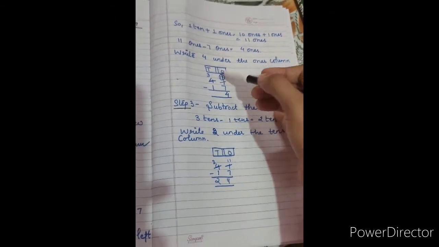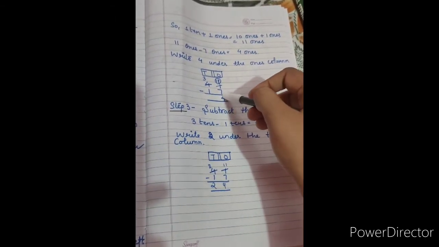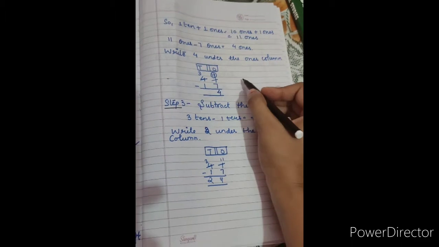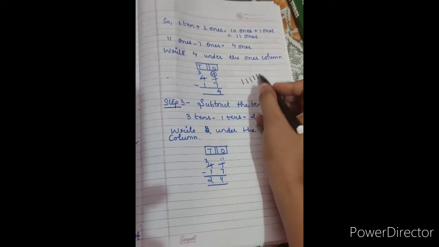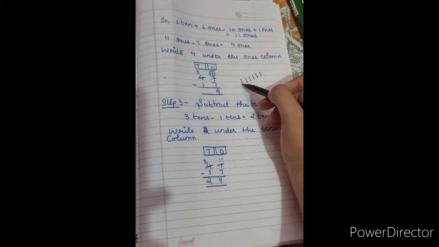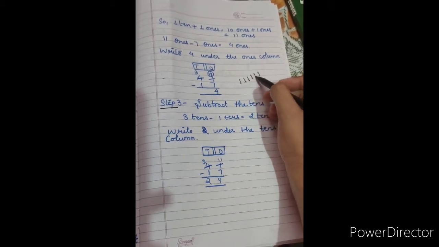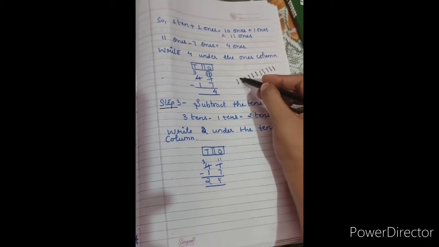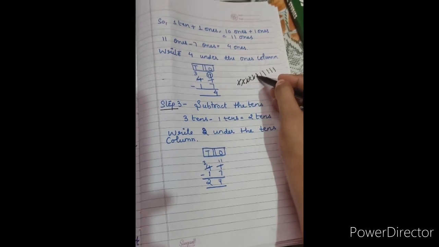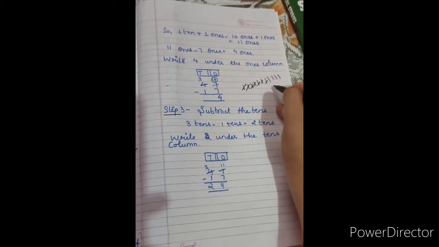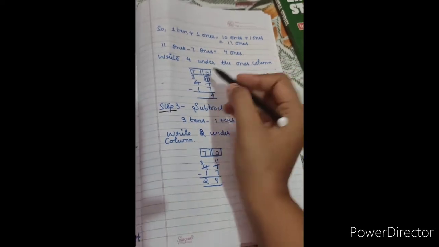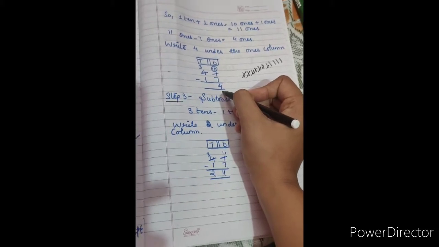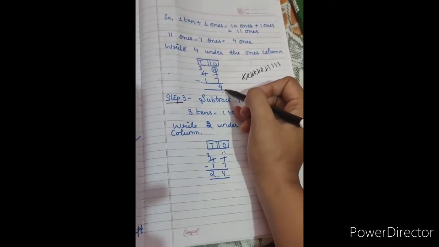So 11 ones minus 7 ones equals 11 minus 7. Suppose here 11 lines are there: 1, 2, 3, 4, 5, 6, 7, 8, 9, 10, 11, right? And 7 are cut off: 1, 2, 3, 4, 5, 6, 7. So how many lines are left? 1, 2, 3, 4. So write 4 under the ones column. Clear? Yes.